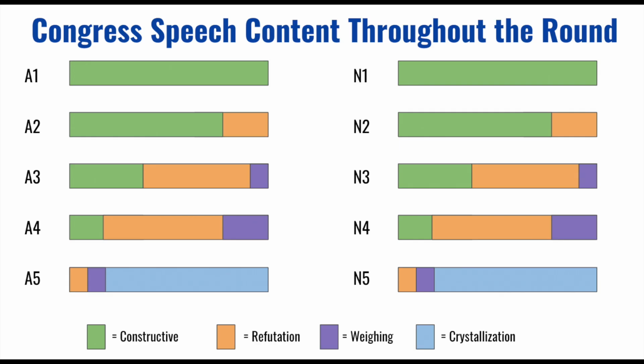But remember that for a congressional debate speech, you have 3 minutes. So in an ideal round of Congress, as the cycles elapse, you are going to start with constructive, build in more refutation, less constructive, then even less constructive, more refutation, some weighing, mostly refutation, weighing, and then get into weighing crystallizations. That's for like a 4 or 5 cycle speech chamber.